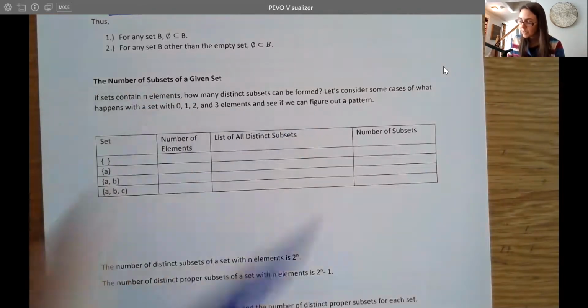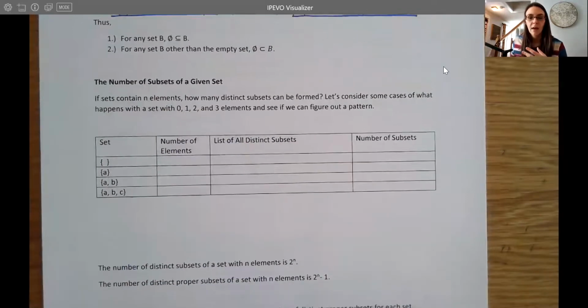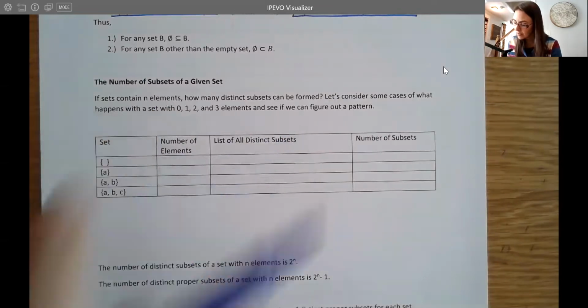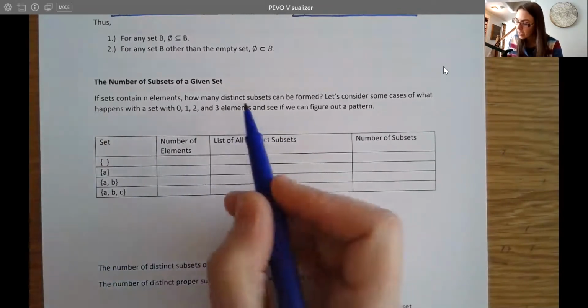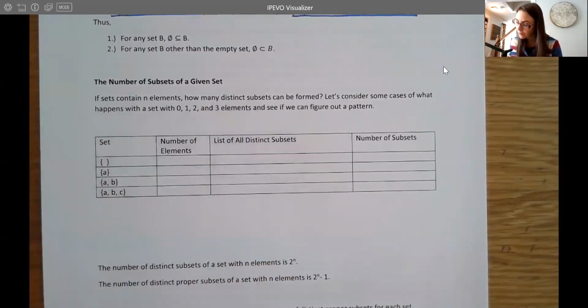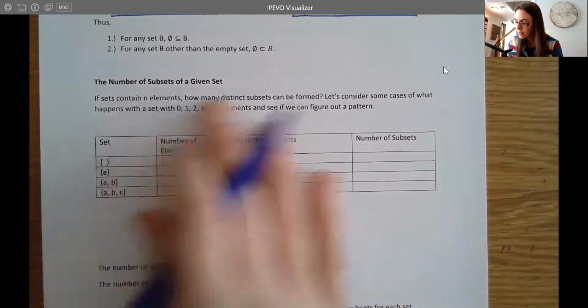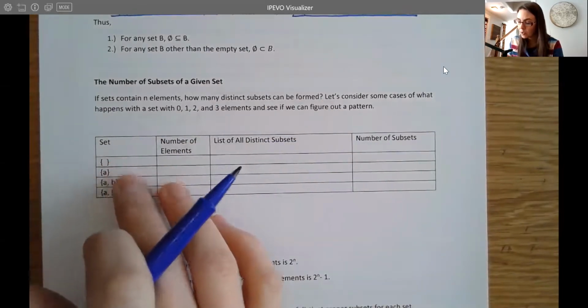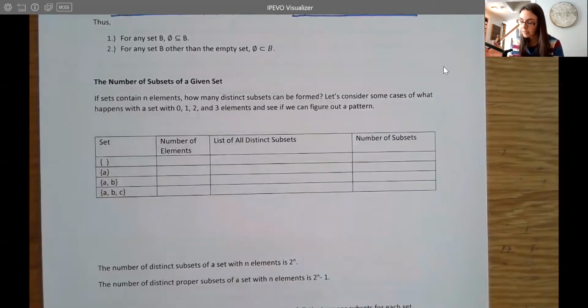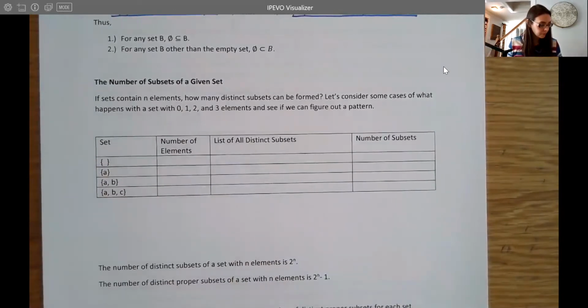Now, the number of subsets given a set. Basically this says, how many combinations could we make for different subsets with the elements given? So let's say that something contains n elements. How many distinct subsets could we form? And let's just try some examples with something with 0, 1, 2, and 3 elements, and then see if we can find a pattern here.